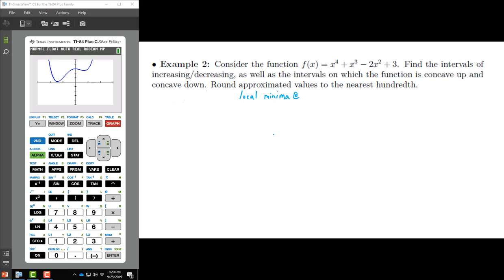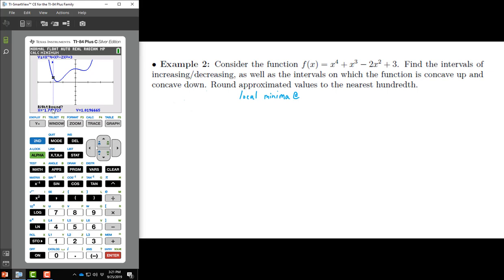So local minima, I can see I have 2 of them, so let's go ahead and find them. The place we're going to find them is by using this calc button, which is the second function of the trace button. So I'm going to hit second calc, go to number 3, which is minimum. Now it's asking for a left bound, so what that means is pick the minimum you're going to stab for. I'm going to go for this one down here first and get somewhere to the left of it. Doesn't matter really how far, just somewhere to the left and hit enter.